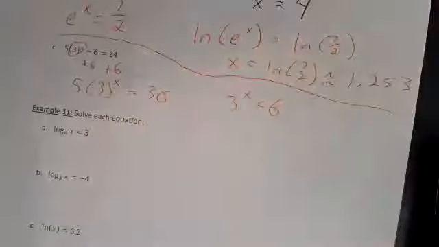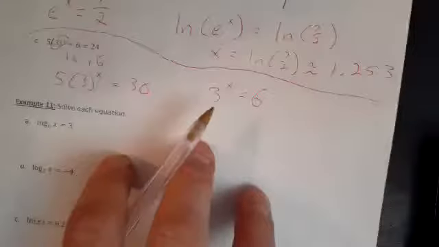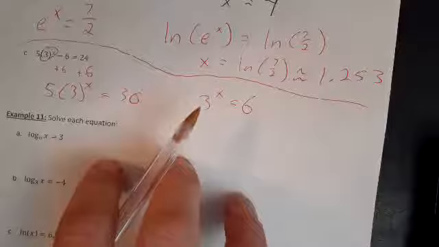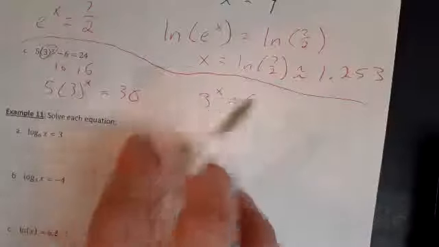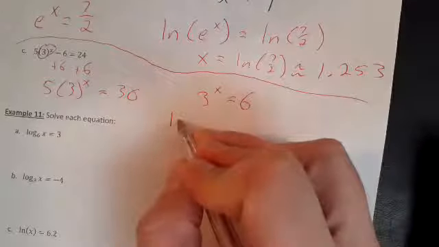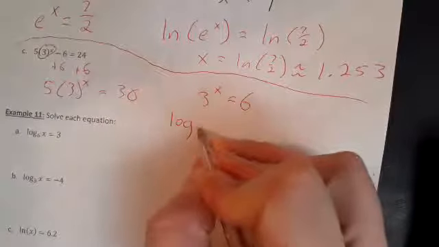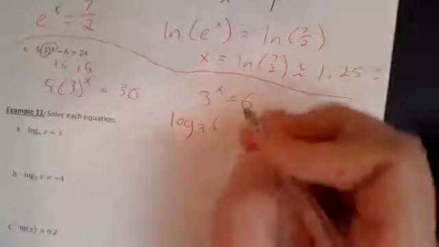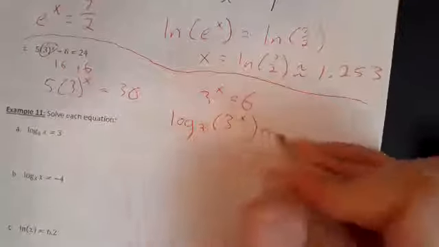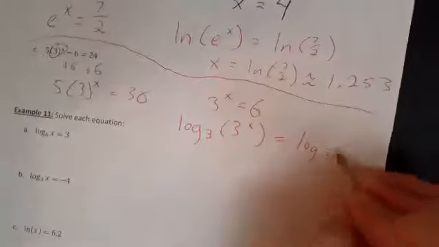3 to the what power is 6? If you tell me 2, you're going to break my heart a little bit. 3 squared is 9. Don't tell me that. So what do I do to get rid of this 3 to the x? What do I take of both sides? I have to take a log. A log base? Oh, 3, right? Okay. That's a log base 3 of that side. I also have to take a log base 3 of this side.